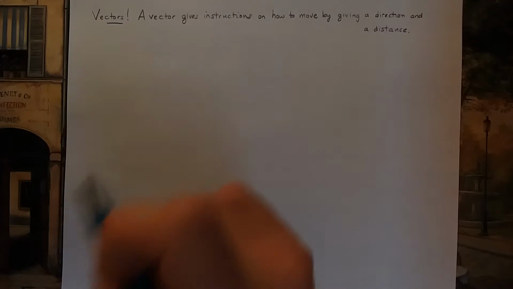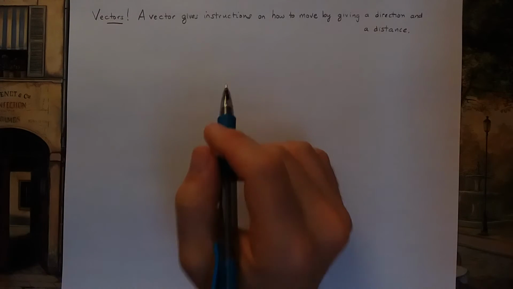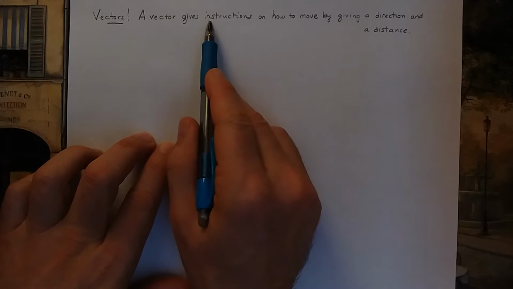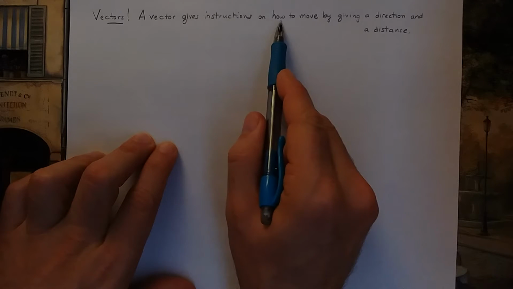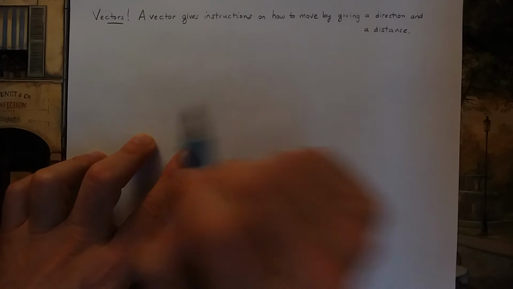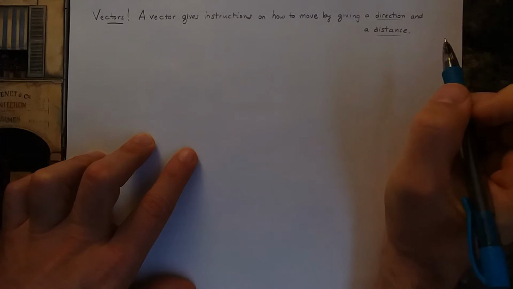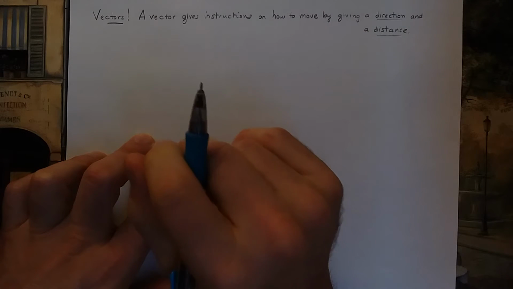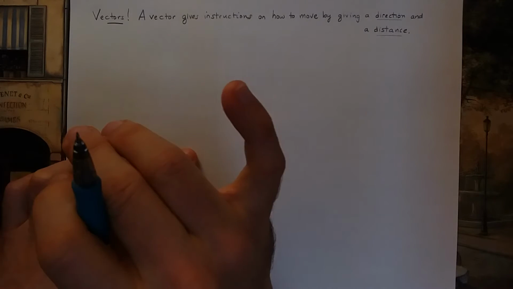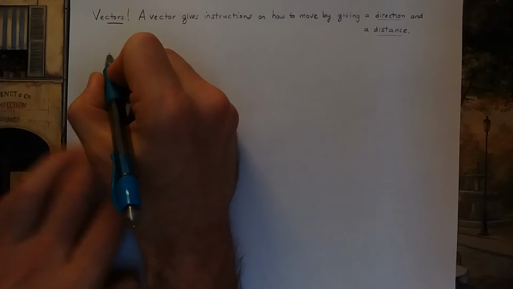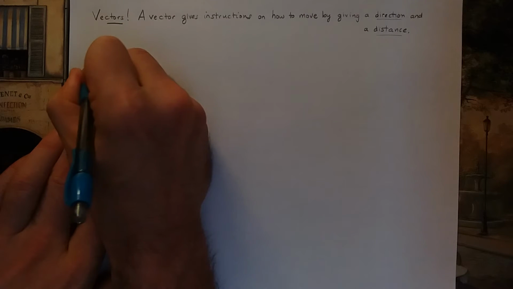So let's look at vectors in R2 and R3. So what is a vector? It's a set of instructions on how to move by giving two pieces of information, a direction and a distance. So anytime you communicate a direction and a distance, you're giving me a vector. So let's do some examples.